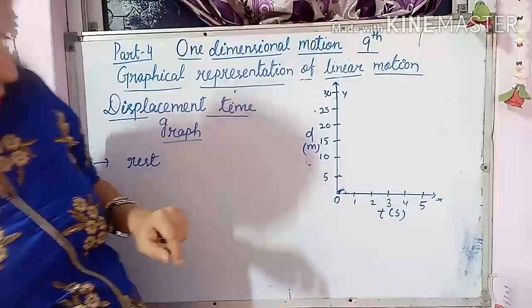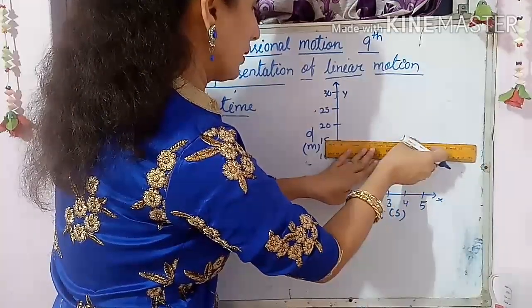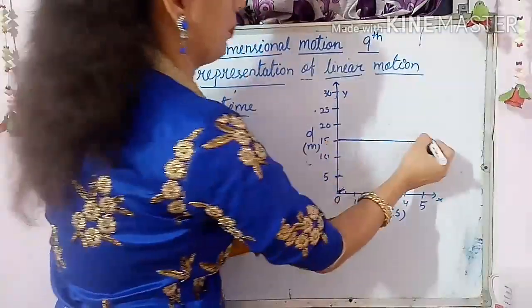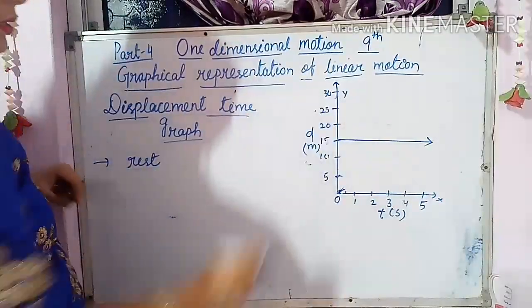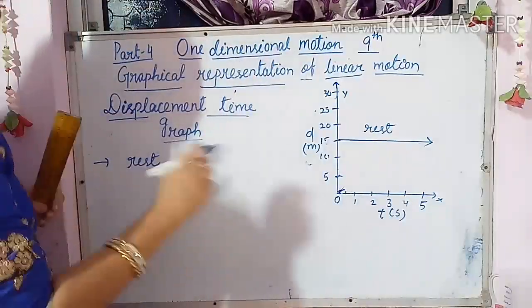Now I want to draw this. You just remind, as I drew it that time, it is parallel to your x-axis. Here also the same thing. Body is at rest, in a definite direction. So it is your rest condition. Now go to the second condition.